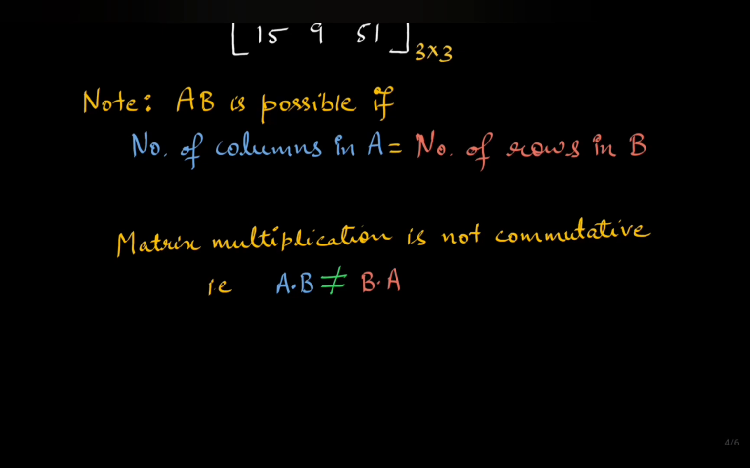Now, one more important thing is that matrix multiplication is not commutative. Means whether you find the product AB or the product BA, it may or may not be the same. And one interesting fact is that if the product AB exists, it may happen that the product BA does not even exist. And even if it exists, the results may differ from each other. That is, matrix multiplication is not commutative.